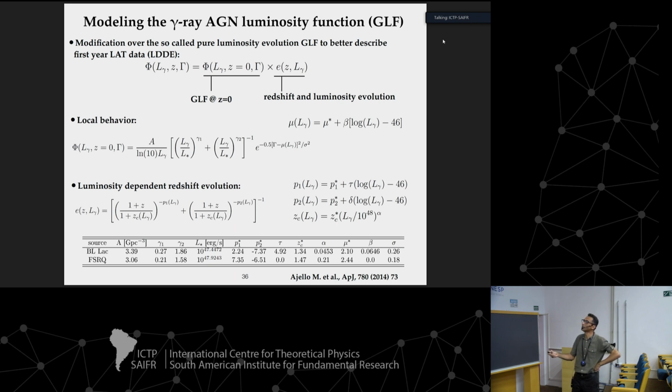There's a normalization constant. There are these indexes gamma 1, gamma 2, L star. And then the evolution part also has a bunch of other parameters. In total, this parametrization has 12 parameters. So that's the price to pay to go for this phenomenological approach, right? You need a lot of parameters to fit the data. But that's it. So the idea is to then fit these 12 parameters. Here are the values that people at Fermi LAT got for their first year data. They had a luminosity function for BL Lacs and another for flat spectrum radio quasars.